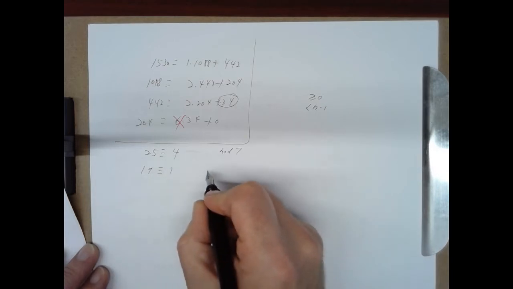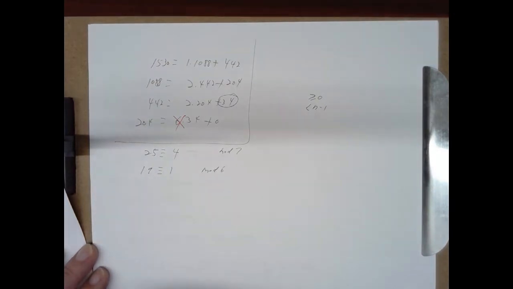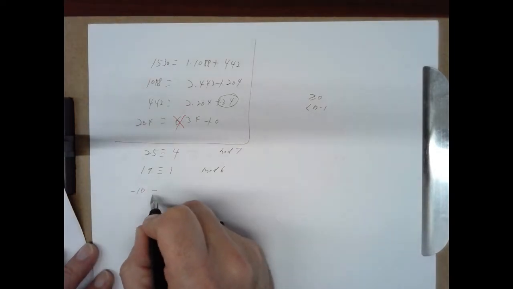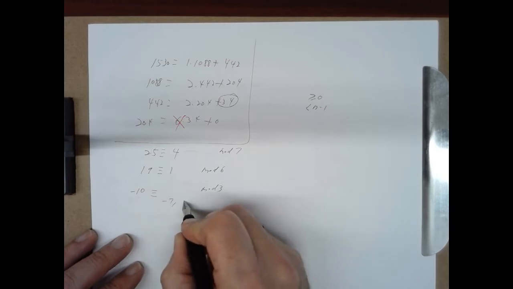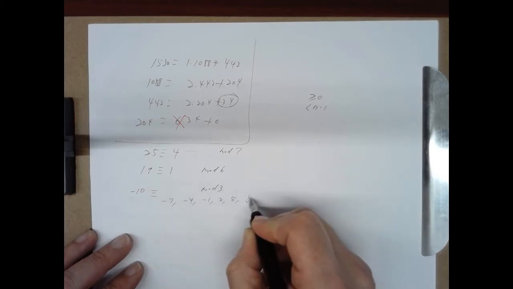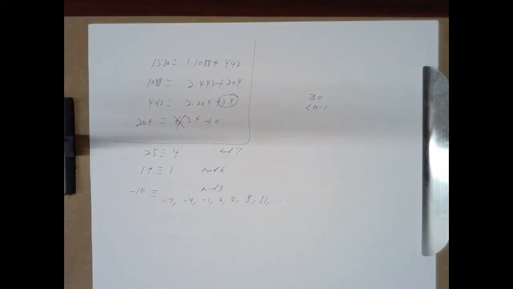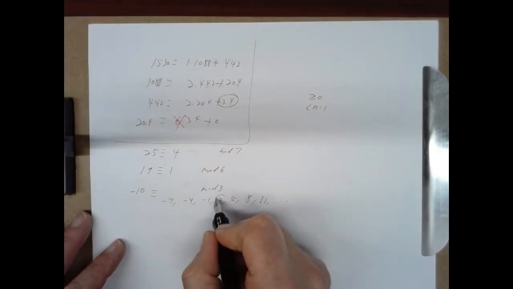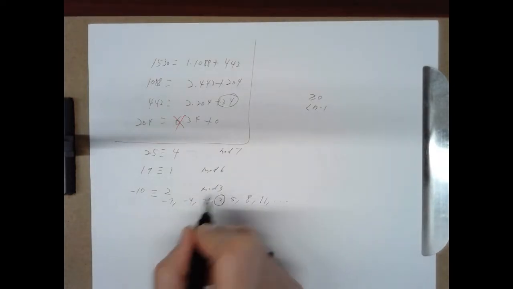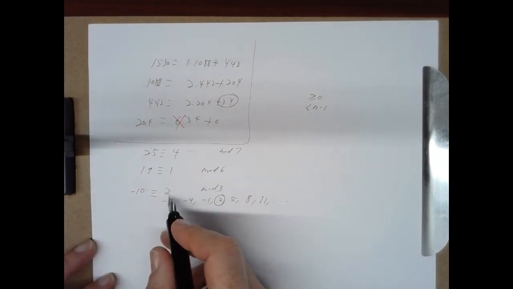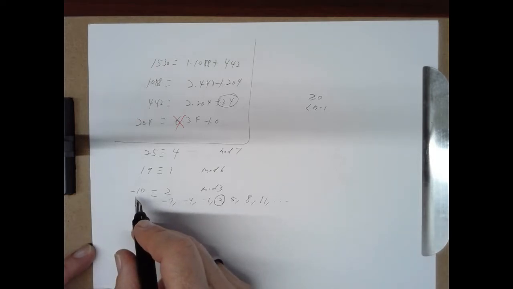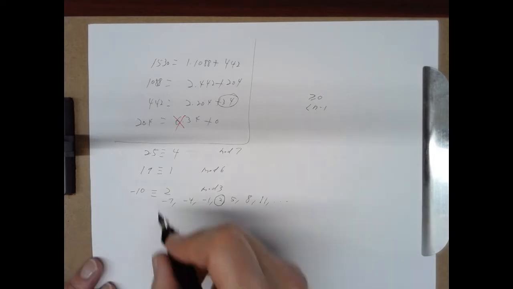19 is 1 more than a multiple of 6. That's 18. So 19 is congruent to 1 mod 6. All right, negatives. Negative 10 is congruent to what mod 3? Well, it's congruent to a lot of things, right? It's congruent to negative 7, negative 4, negative 1, 2, 5, 8, 11, and so on. But the answer we want is the number between 0 and 2, so it's this number right here. And the test is this minus this should be divisible by 3. That's the other way to look at congruence. A is congruent to B if their difference is a multiple of 3 in this case. So minus 10 minus 2 is minus 12. That's a multiple of 3. Or 2 minus negative 10 is 2 plus 10, 12. That's a multiple of 3. So your answer here is 2.